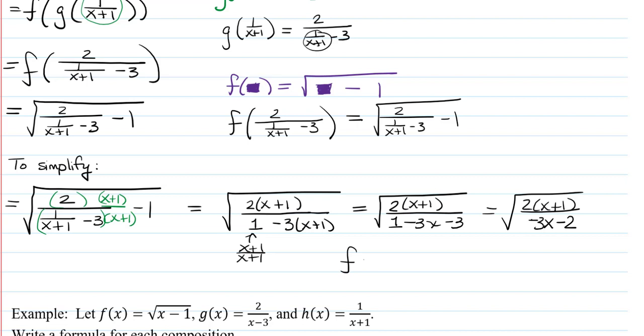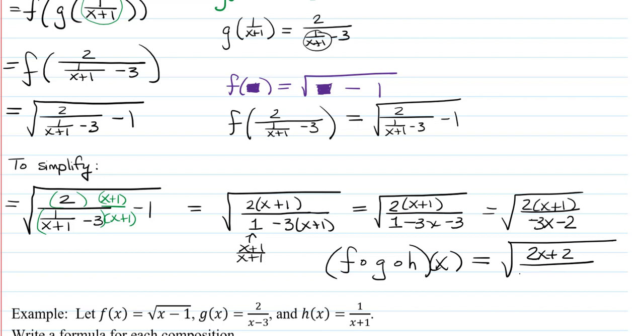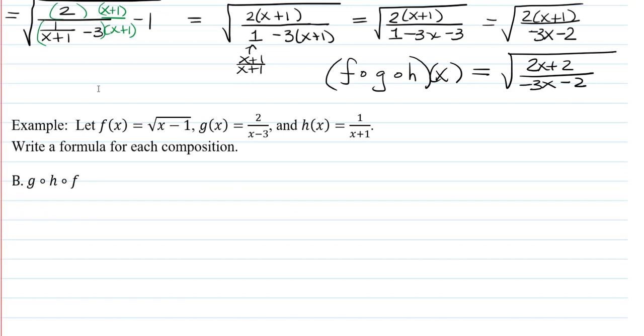So I can say that f composed with g composed with h of x turns out to be the square root of 2x plus 2 over negative 3x minus 2. All right, now we're going to try one more. This is the same three functions, but the composition's in a different order.